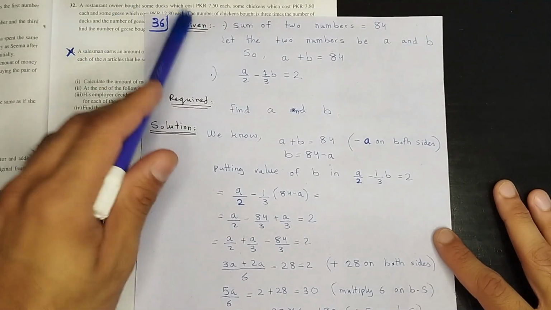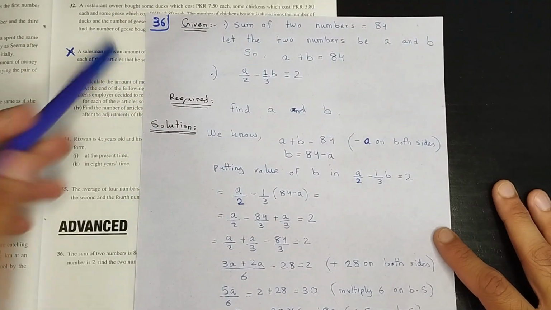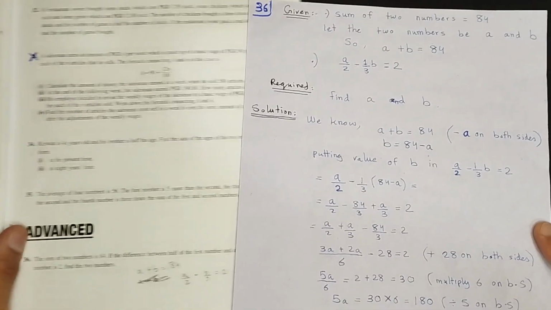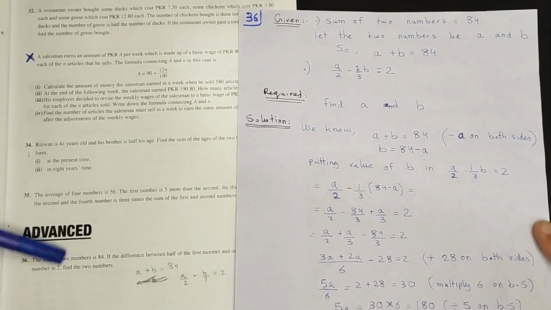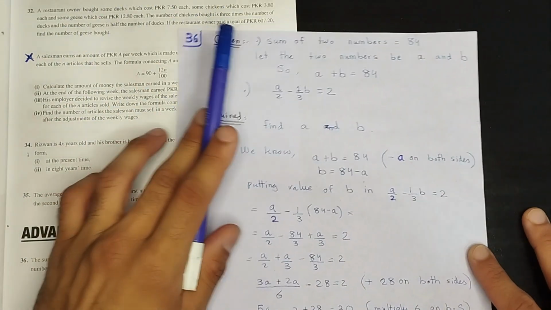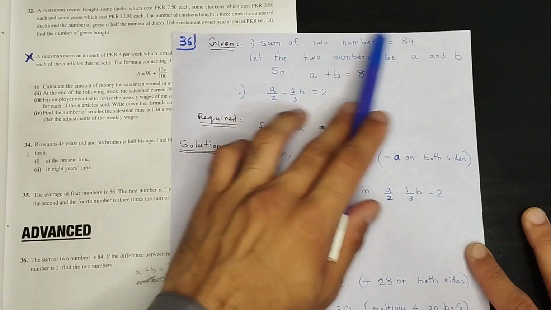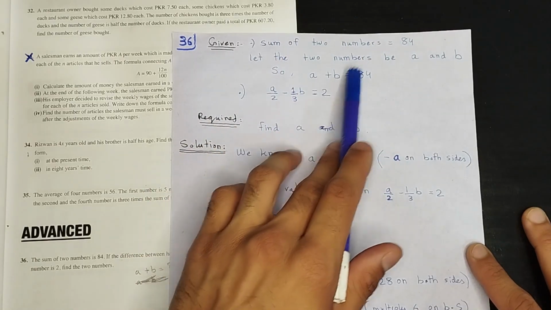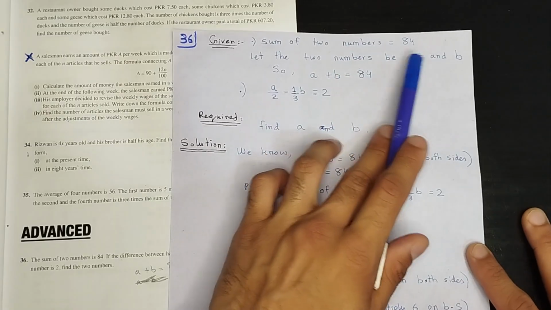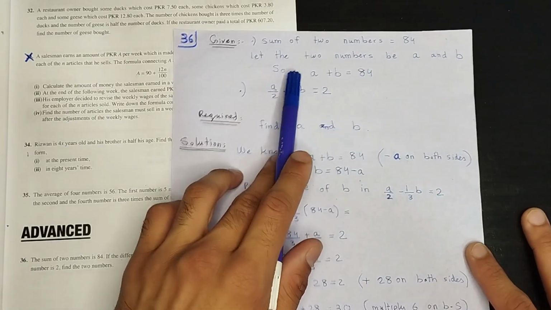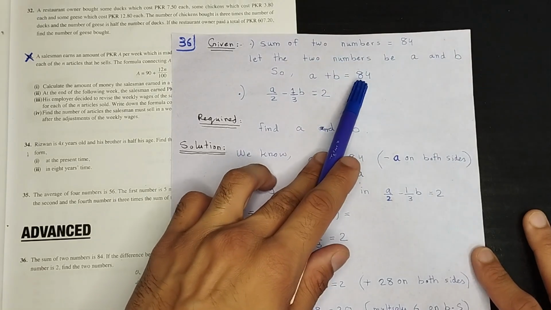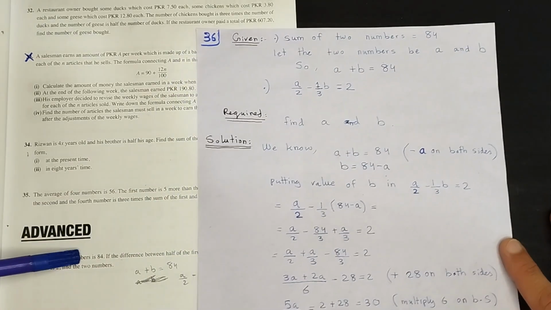Now dealing with the last two questions, question number 36 and 37. Okay, first of all, in question number 36, it says the sum of two numbers is 84. That's exactly what we said in the given. Sum of two numbers is 84. Let the two numbers, since we don't know them, be a and b. Okay, so basically what it means is that a plus b is 84. That's what the question says.